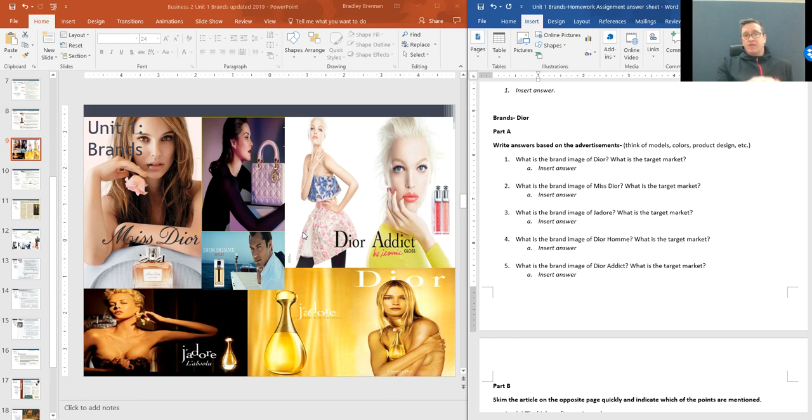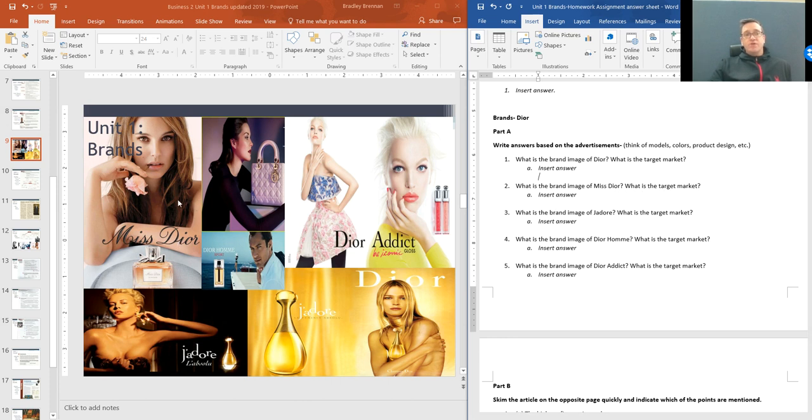So I want you to look at the advertisement, for example. What is the brand image for Dior? So you may say some things like, oh, it's high end, it has a very timeless look, it seems very expensive, whatever. So that's just the regular Dior brand. But in these pictures, these are actual advertisements for the sub brands, for example, Miss Dior. What is the brand image of Miss Dior? What is the target market?